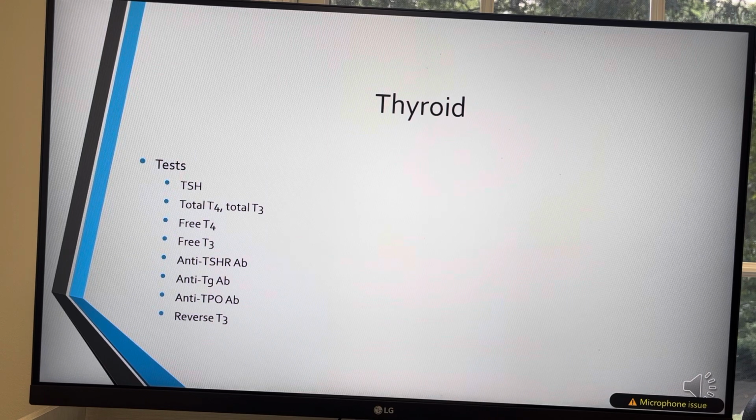So you're just involved in this manufacturing process. And we're going to talk about when you would order thyroid autoantibodies. And we'll talk about reverse T3 too. I have a whole slide on that. Let's save that one.